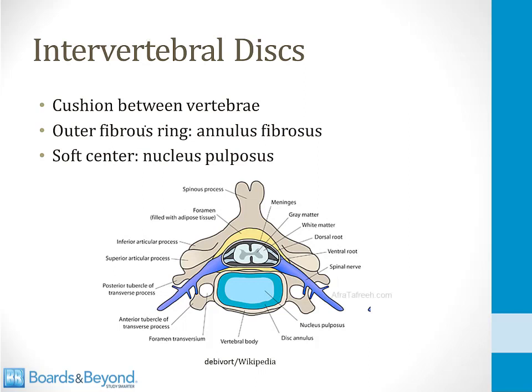So in order to understand this, let's review what the intervertebral discs are in the spine. These discs serve as a cushion between vertebrae. One is shown on the screen here. It's the blue thing in the middle. They consist of an outer fibrous ring, which is called the annulus fibrosus, and then there is a soft center, which is called the nucleus pulposus.